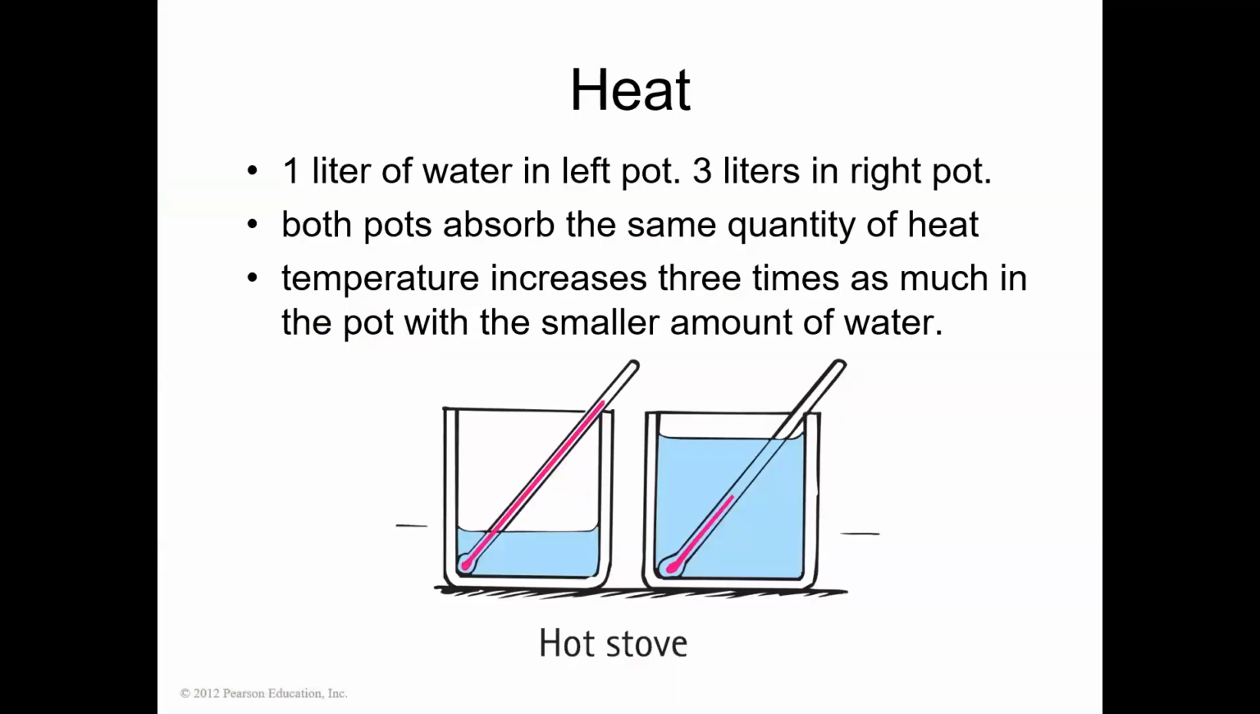Let's compare two different sizes of water being heated up by the same amount of heat. On the left is 1 liter of water, and on the right is 3 liters of water. Both of these pots absorb the same quantity of heat. They're on the stove with the same burner, same temperature, right? But the temperature inside the pot on the left is going to increase 3 times as much as the one on the right. Why? Because there's 3 times as much water in the one on the right.